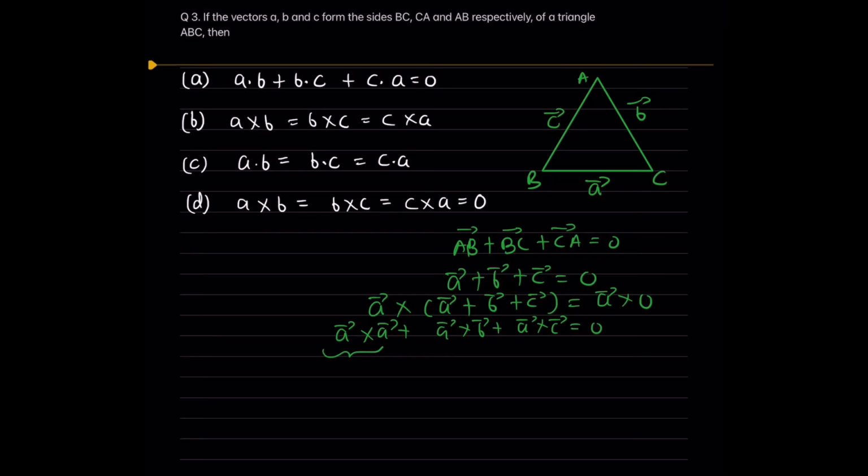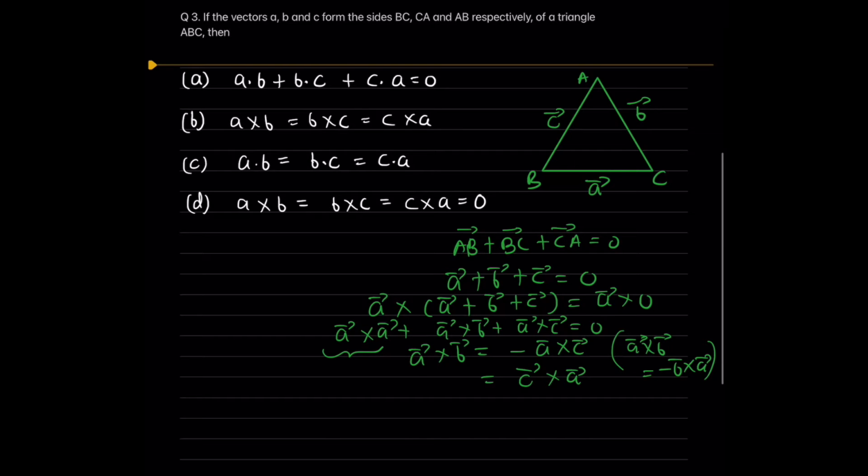And a cross a is nothing but equal to 0, because this is a parallel vector. So I can write a cross b as equal to minus of a cross c, and again I can write this thing as equal to c cross a. This is the property of vectors, that a cross b is equal to minus of b cross a. This is the property of the cross product. So using that property I can write minus a cross c as c cross a.